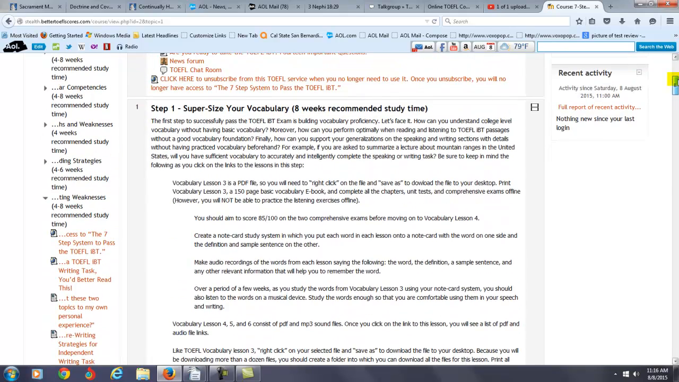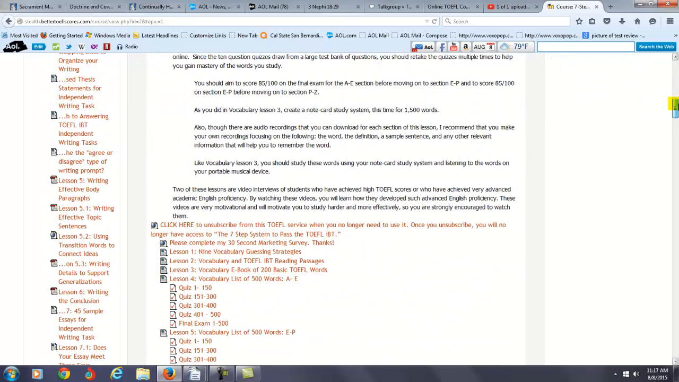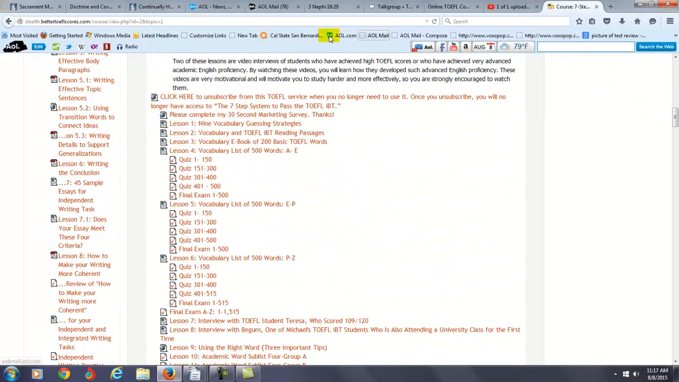Notice how it says 8 weeks recommended study time. It'll probably take you a couple of weeks to really get that. Okay, so my recommendation here is, first of all, lesson number 3, vocabulary ebook, 200 basic TOEFL words. This is great. You need to go through that book, master those words. That will greatly help your ability to paraphrase other people's ideas.